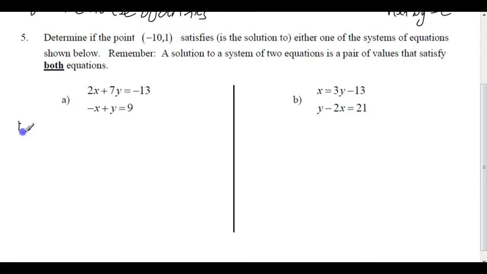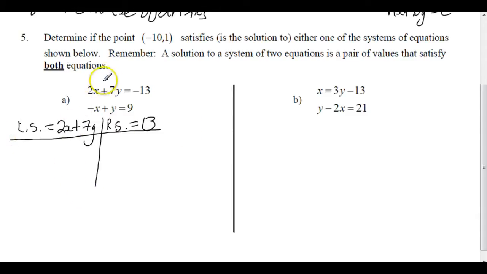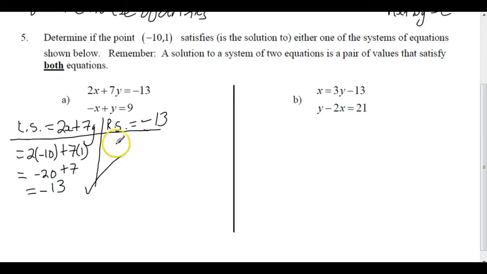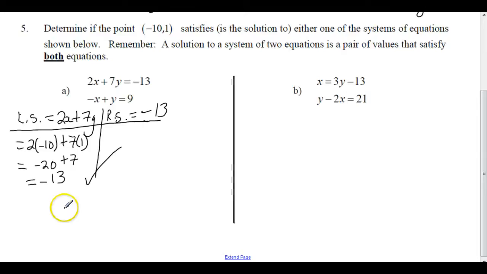So let's start with, here I'm going to show you a different form of verification. This is called a left side, right side. So what we do is we make what's called a t-table, because it has a T shape, and we take the left-hand side of the equation, 2x plus 7y, and we take the right-hand side of the equation, which is negative 13. What we then do is we substitute, so 2 times negative 10, plus 7 times 1, and we just work out each side independently. Negative 20 plus 7 is negative 13, and that checks. And now we can check the next set of values.